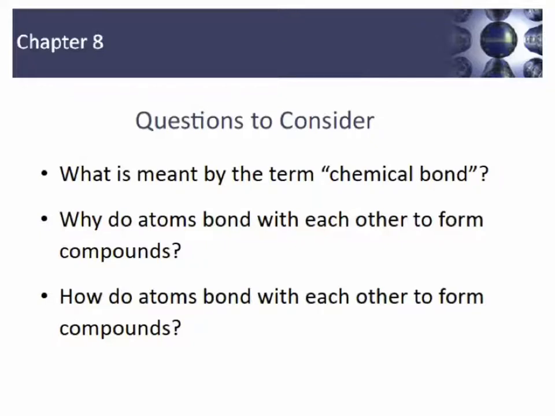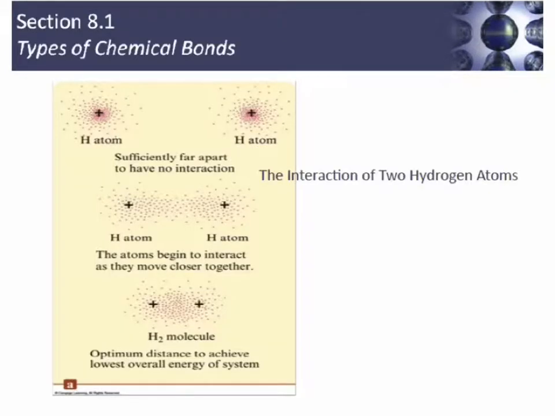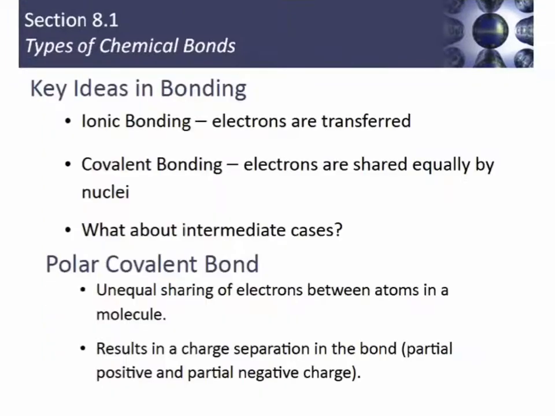So one thing is you can see here's the interaction of hydrogen atoms. When they're far apart they don't interact with each other, but as they get closer together they start interacting a little bit more, and then they will form that bond and achieve the lowest energy that they want to be at. As they move closer together, they get more interaction.